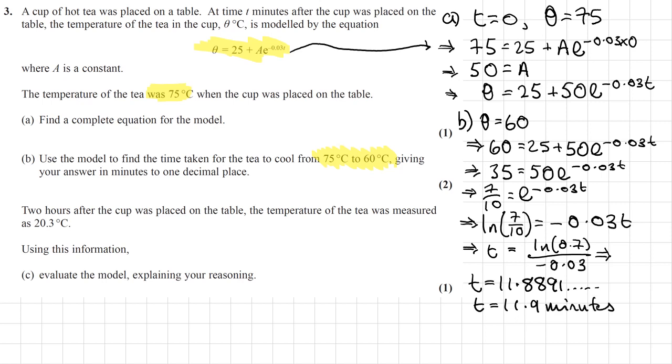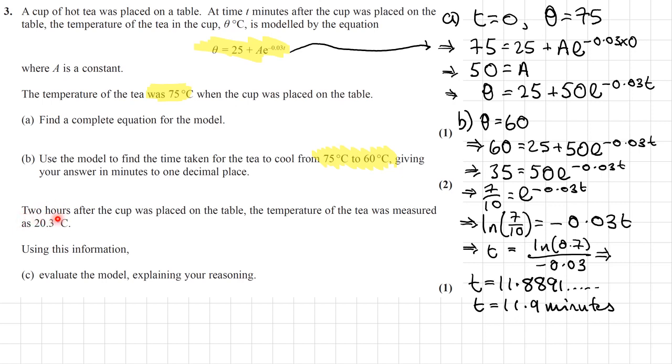If we did need to convert the decimal part to seconds, we will take the decimal part, the 0.8891, times it by 60, and that gives us something like 53 seconds, 11 minutes 53 seconds, but 11.9 minutes is fine. Okay, moving on to the next part here.